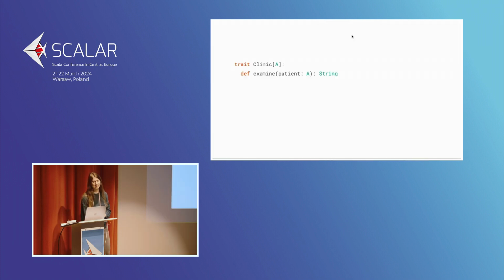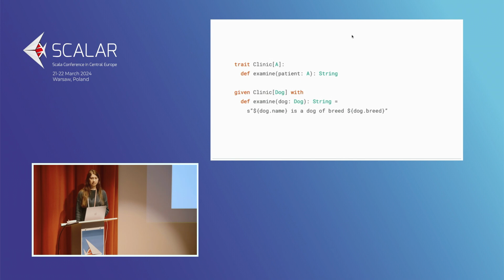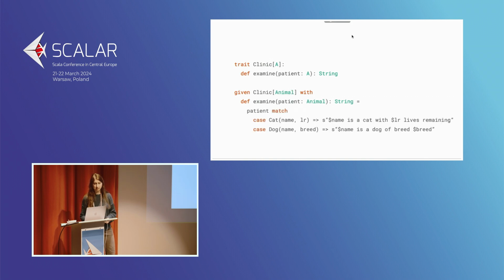Now let's look at the second example. We have a clinic type class. So we said again, we can bring a patient of type A, get some sort of examination report back. Again, we can walk through a couple of implementations of this type class. One for the type dog could look something like the following. There's not much to say about a dog, but you could print its name and its breed, something like that.